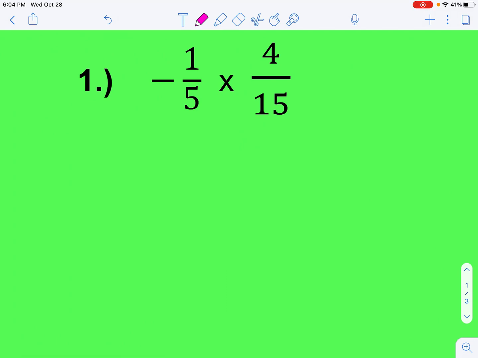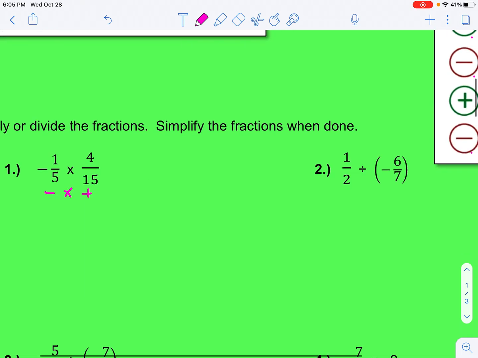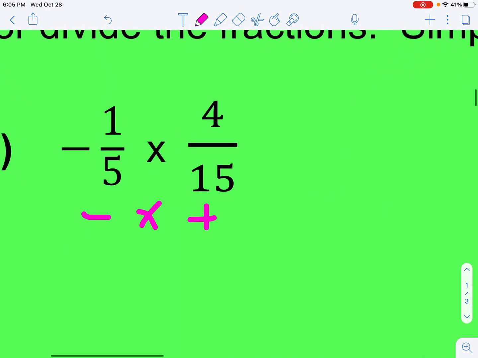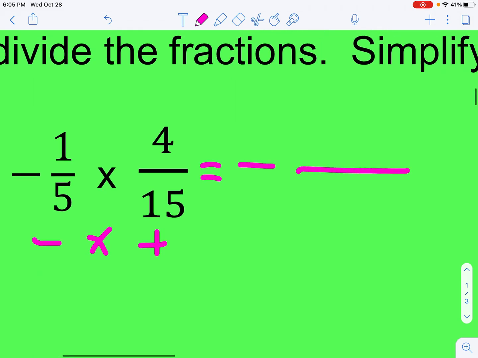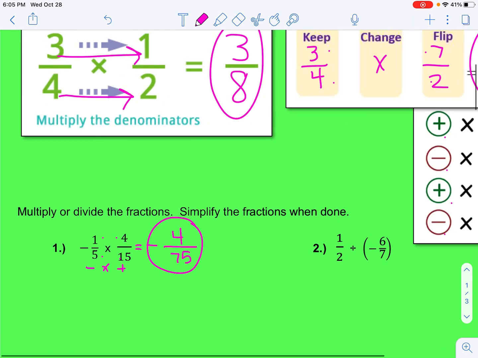So let's start with number 1. We are taking -1/5 times 4/15. Before I even start multiplying, I see I'm taking a negative times a positive. If you go back and look in the chart, a negative times a positive gives you a negative for an answer. So I know my answer is going to be negative right off the bat. Now let's just multiply straight across. 1 times 4 is 4. 5 times 15 gives you 75. And you can't simplify 4/75, so that is our answer. And remember, it is negative.